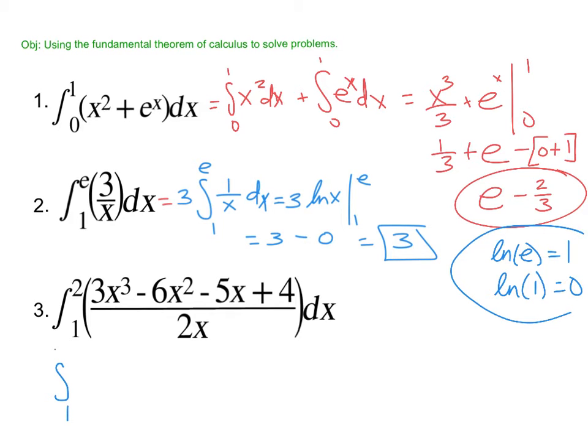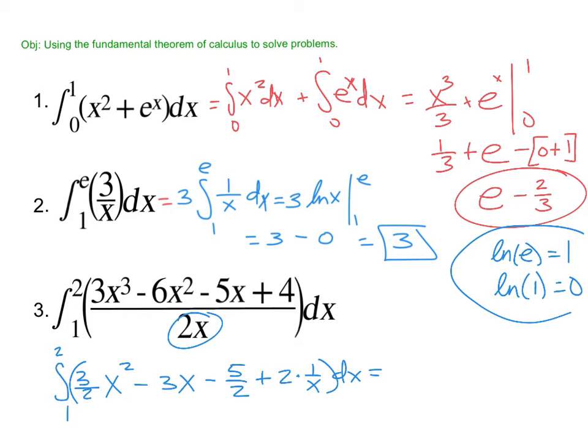Now, you cannot use the properties we talked about. There was none about dividing or multiplying. That does not work. So for this one, what we have to do is simplify. So I'm going to rewrite this. I'm going to divide everything by 2x. So we get 3 over 2x squared minus 3x minus 5 over 2 plus 2 times 1 over x dx. All right. So I divided everything by the 2x and simplified. So now I can actually find my antiderivative correctly.